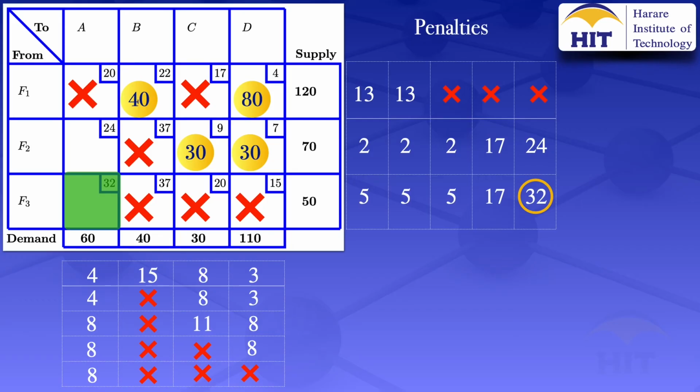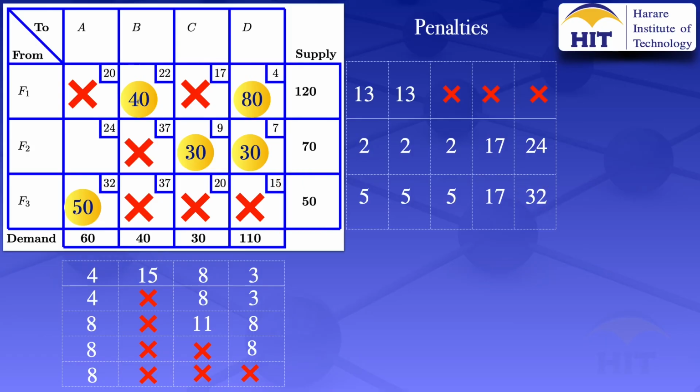We look at the supply constraint, it's a 50, and the demand constraint, it's a 60. So we look at the minimum of the 50 and the 60. So we have to allocate 50 units in that cell. So I'll go on and allocate 50 units. And when we allocate the 50 units, that means for row number 3, we are done.